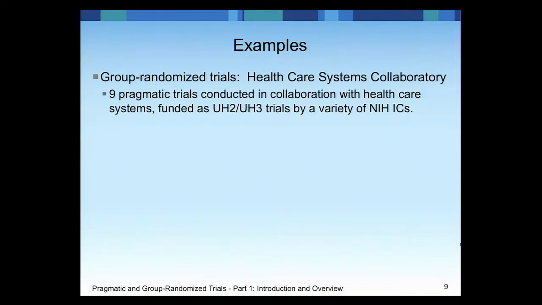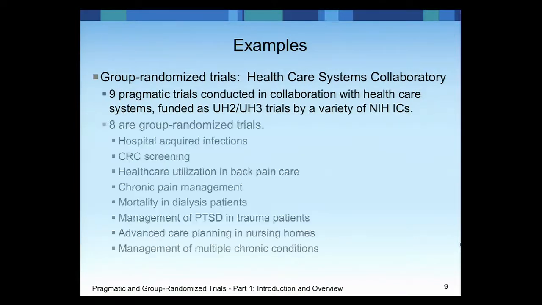The examples come from the Healthcare Systems Collaboratory, which is a Common Fund project here at the NIH. There are 9 pragmatic trials that are funded as part of the Healthcare Systems Collaboratory. These are funded as UH2, UH3 trials and funded by a variety of ICs. 8 of them are group randomized trials. 1 of them is an individually randomized trial.